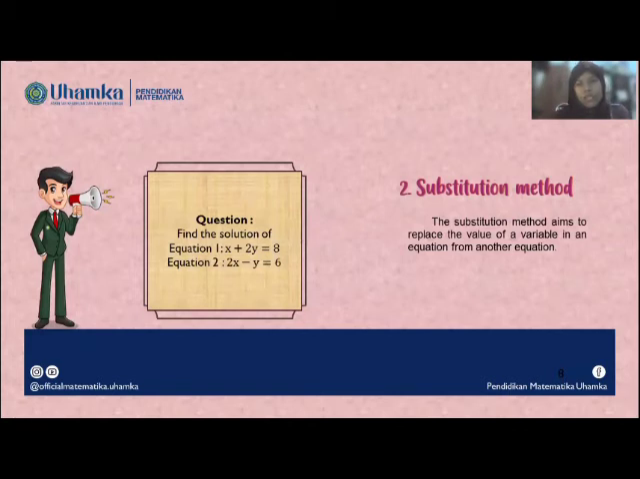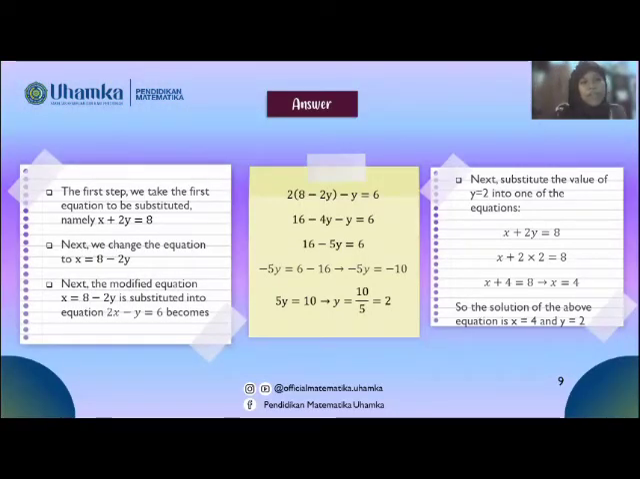The second, the substitution method. The substitution method aims to replace the value of a variable in an equation with that from another equation. Question: find the solution of the first equation x plus 2y equals 8. The second equation 2x minus y equals 6. Answer: the first step, we take the first equation to be substituted, namely x plus 2y equals 8. Next, we change the equation to x equals 8 minus 2y. Next, the modified equation x equals 8 minus 2y is substituted into equation 2x minus y equals 6, becoming 2 times (8 minus 2y) plus (minus y) equals 6.